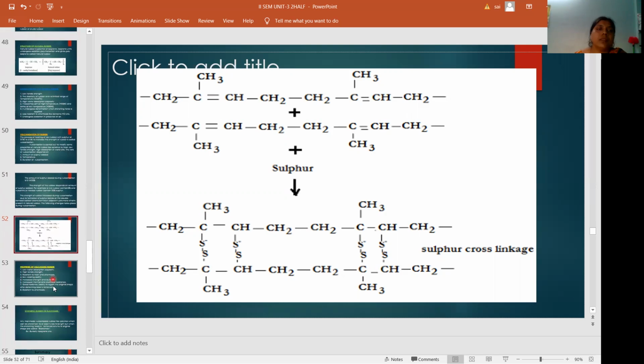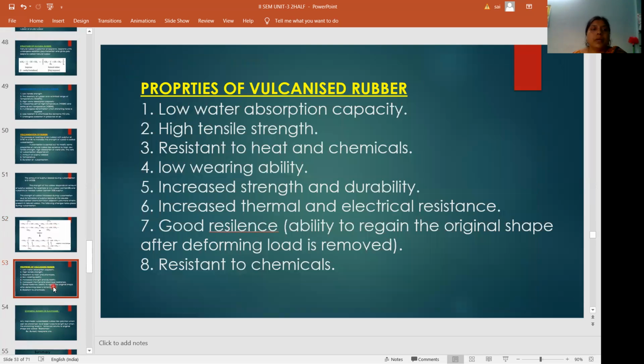So this is about vulcanization. Then next, we come to the properties of vulcanized rubber. So what are the properties?